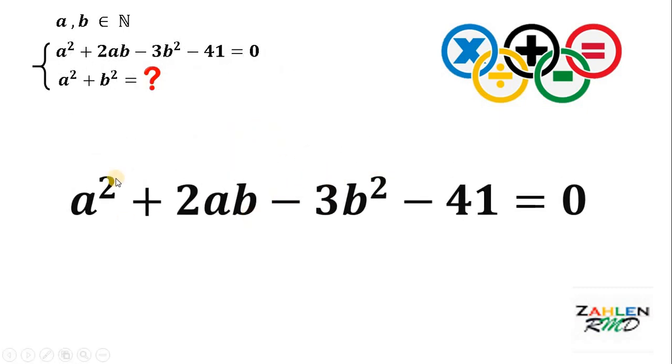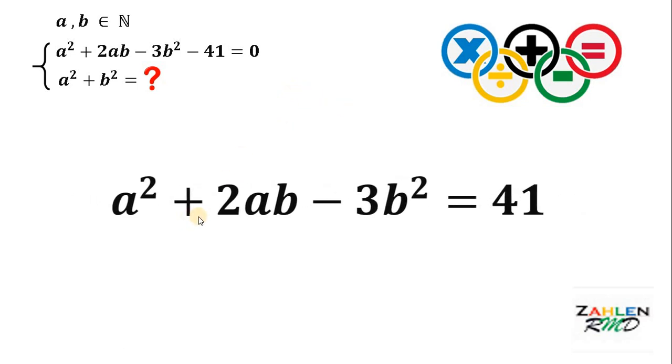So our only given is a squared plus 2ab minus 3b squared minus 41 equals 0. Since we only have one given equation, what we're going to do is manipulate this equation to solve for the value of a squared plus b squared. Our first step is to add 41 on both sides. Therefore, we have a squared plus 2ab minus 3b squared equals 41.